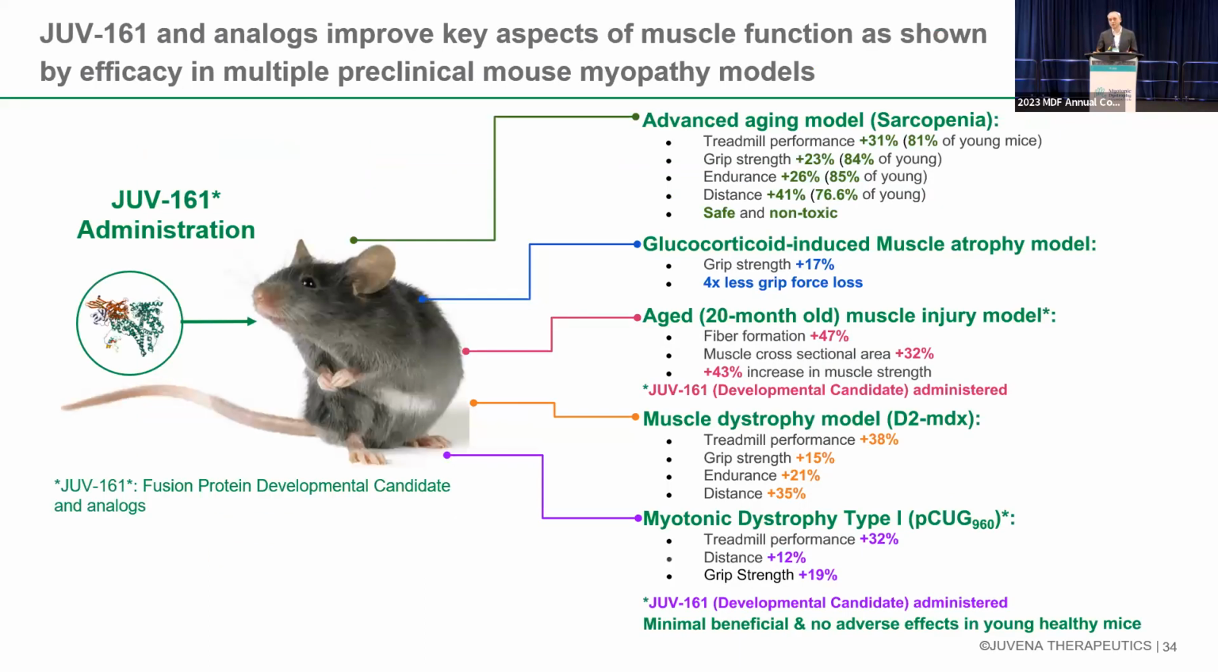We've also tested JUV161 in a number of other models that capture aspects of muscle wasting and atrophy, and we see broad therapeutic potential for ameliorating particularly the muscle strength and function symptoms of this disease that give us conviction for its clinical translation in myotonic dystrophy.